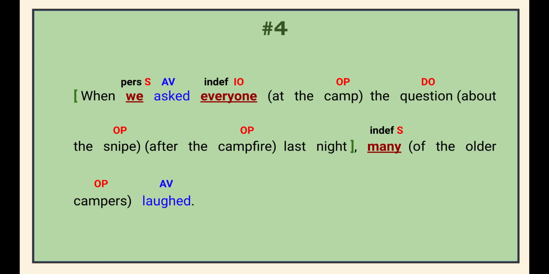The next pronoun is many. It's also an indefinite pronoun, and it is acting as the subject of the verb laughed. Again, be careful not to look in a prepositional phrase for the subject of the verb. Many laughed. Campers is the object of the preposition.